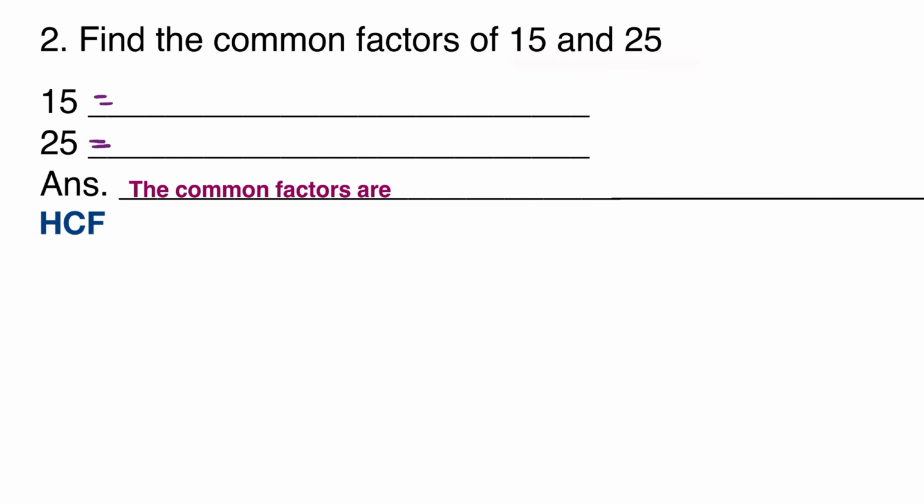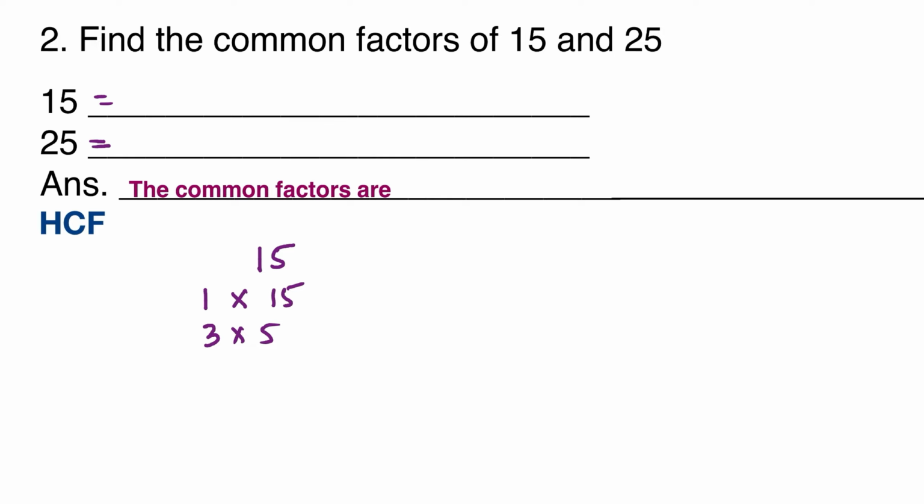15 and 25. So first of 15, let us first find out all the factors of 15 beginning from the number 1. 1 into 15 is compulsory. Every time you have to write 1 because 1 is a factor of each and every number. Think of 2. 15 is not divisible by 2. 3, yes. 3 into 5 is 15.